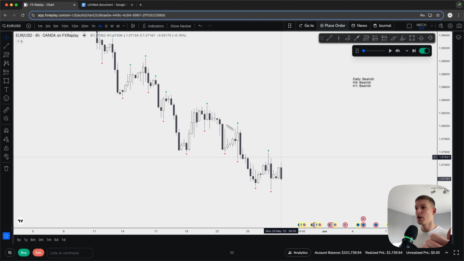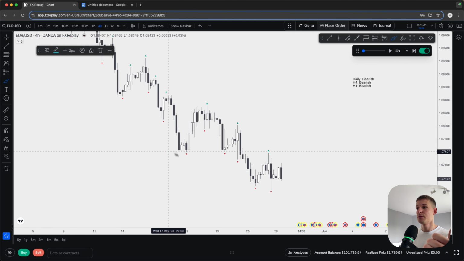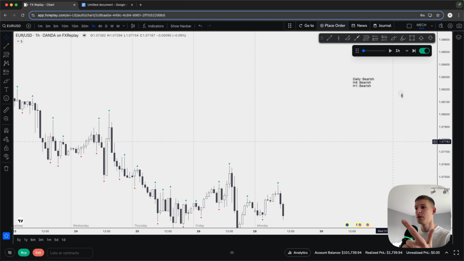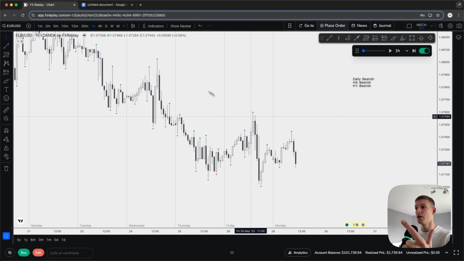Again, 4 hour trending lower, lower lows, lower highs, clearly bearish price action. So that's second alignment. And then we're looking for the 1 hour as well, which again, lower highs and lower lows. So that's the third alignment. So all three timeframes are aligned.